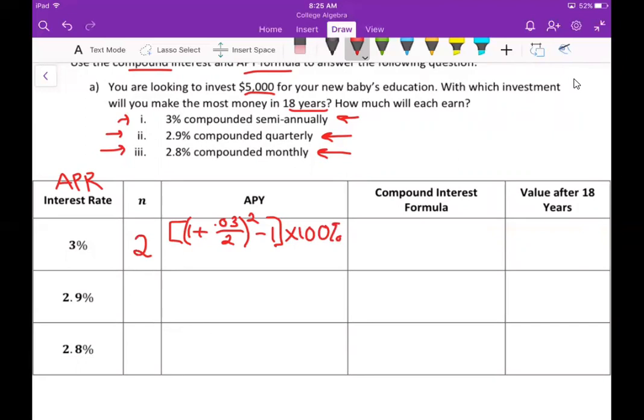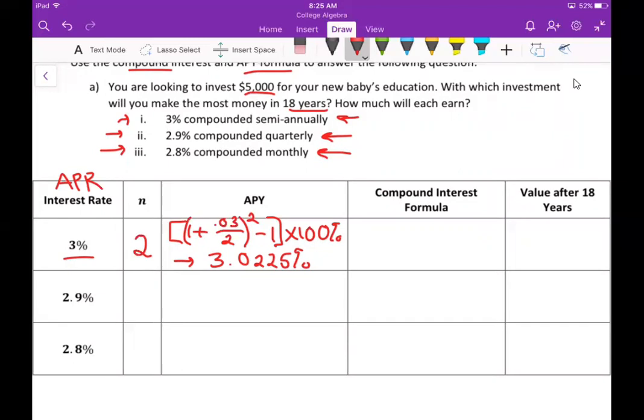So, practice with that in your calculator. You need parentheses in all the places I have them, and if you put parentheses in all the places I have them, you'll be good to go. You will get the answer correctly, which is 3.0225% for this account. So it says 3%, but we're effectively getting a little bit more than 3%, right? Because we're compounding it more than once a year.